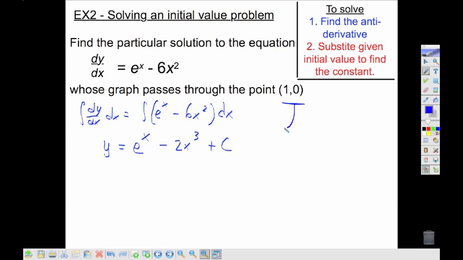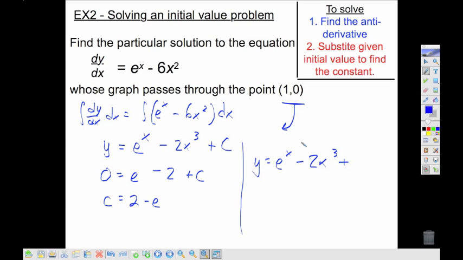Now we need to find that constant. We're going to do the same as we did before. We're just going to plug in this point (1, 0). So when y is 0, x is 1. To solve that for c, we're going to get c is equal to 2 minus e, which is a constant. We don't need to get a decimal value, and we can leave it as an exact value. And so our final answer will be y is equal to e to the x minus 2x cubed, plus we plug in our c, 2 minus e.